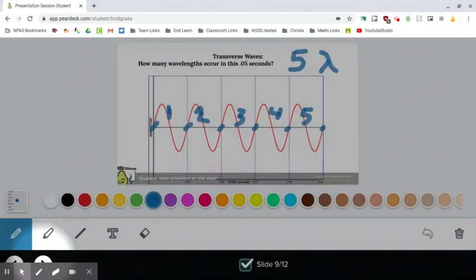Okay, transverse waves. How many wavelengths occur in this 0.05 seconds? Now, if we're measuring wavelengths, we have to measure each crest-trough pair. So what I have here is 1 crest-trough, 2 crest-trough, 3, 4, and 5 in this picture. At the bottom is time, measured in seconds. It goes to 0.05. It doesn't even make it to a full second, but it says that this is occurring. This would be very similar to some high intensity waves that are happening, not water waves, waves of a different kind. So I put the answer as 5, and there's my little sign for wavelength. 5 wavelengths are occurring in this 0.05 seconds.